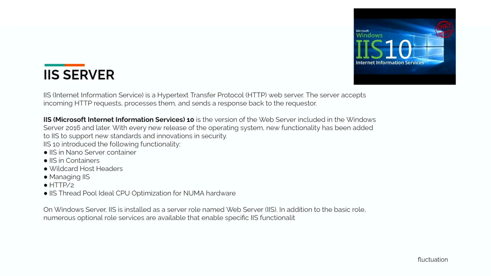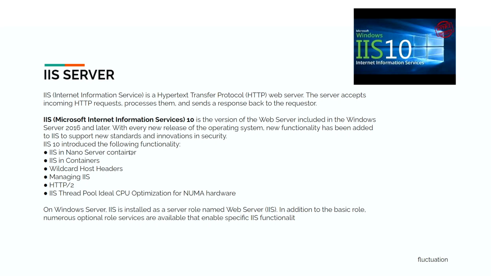If you're creating a website, you must host it somewhere so everybody can access it. Normally, a public website, you don't host it on your web server on premise. The server accepts incoming HTTP requests, processes them, and sends a response back to the requester. The new version, IIS version 10, is the version of the web server included in Windows Server 2016 and later. With every new release of the operating system, new functionality is added to IIS to support new standards and innovation.